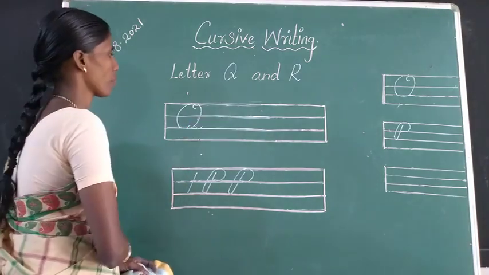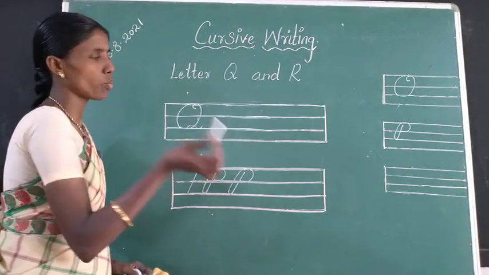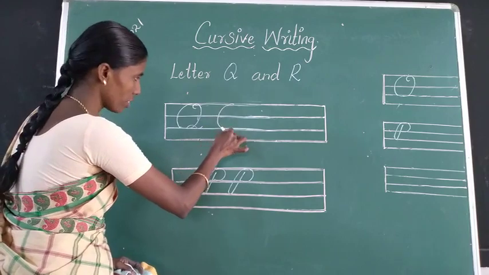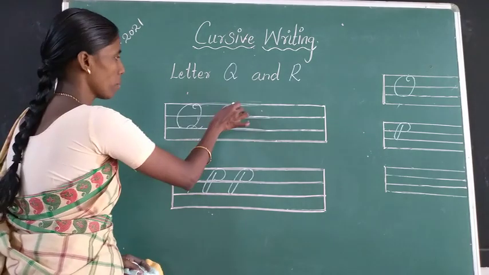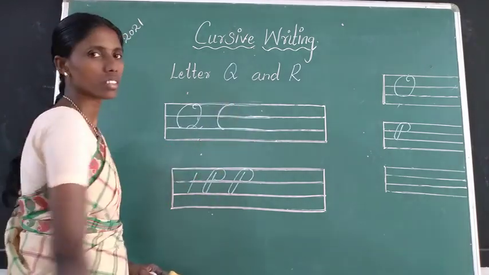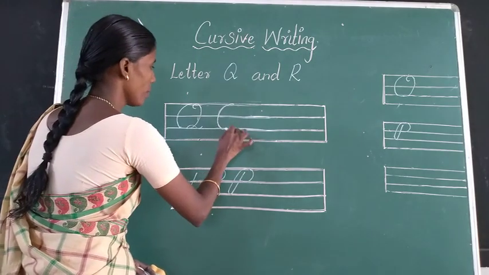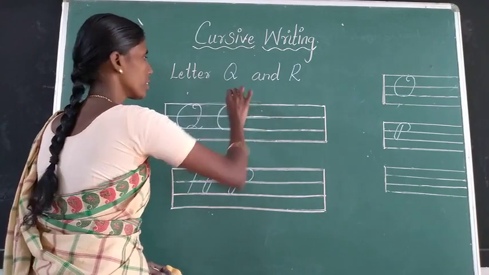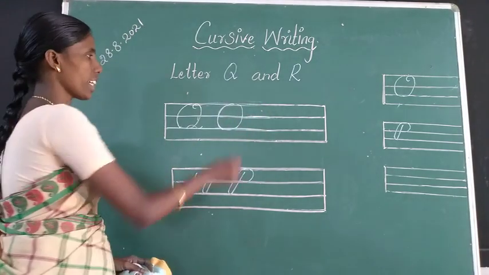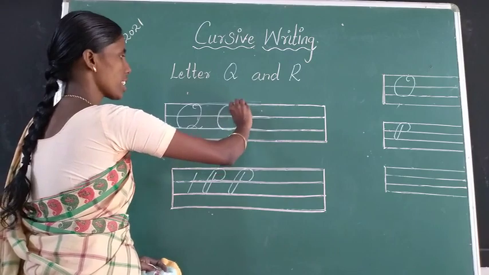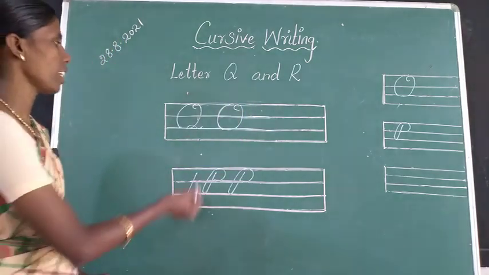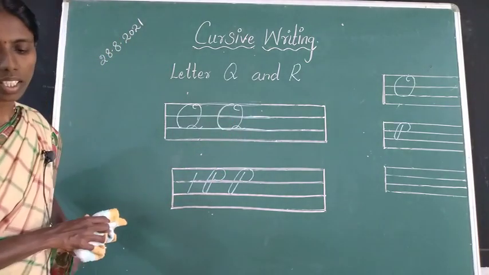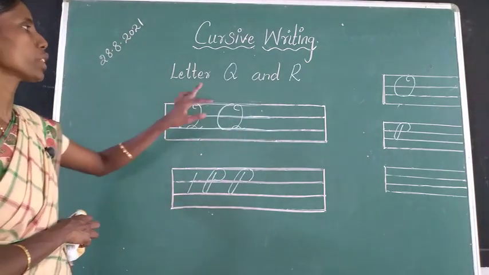First of all, put the pencil point on the top line. Then make a left curve. Then go up with a right curve. Then turn it inside. Then draw a curve line on the third line. This is capital letter Q.